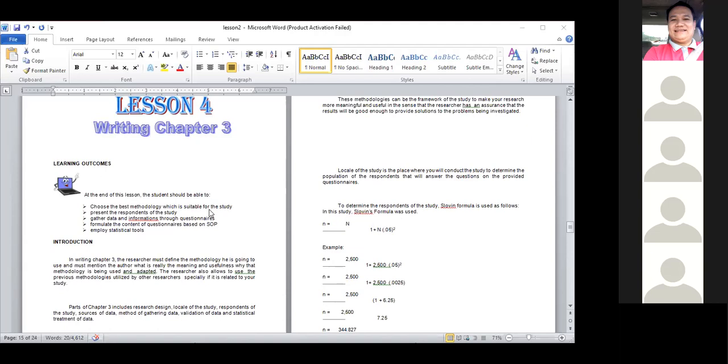Okay, that's why we need to specify what type of research or what methodology you are going to use when you are conducting the research. So in our case, we always use the descriptive type of research. So this is the one that is really common, no? Sa mga researchers. Kasi dinidescribe lang nila yung mga variables.